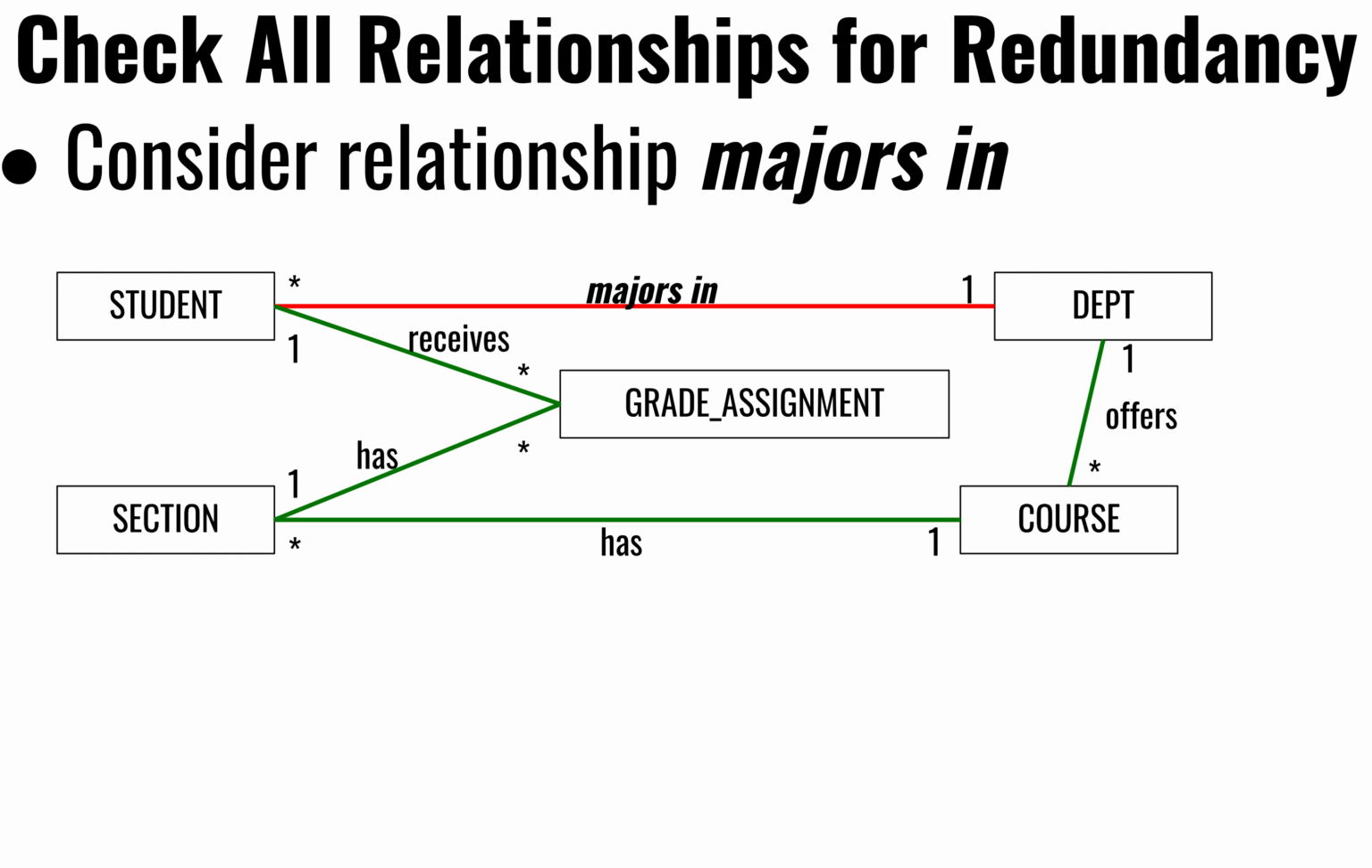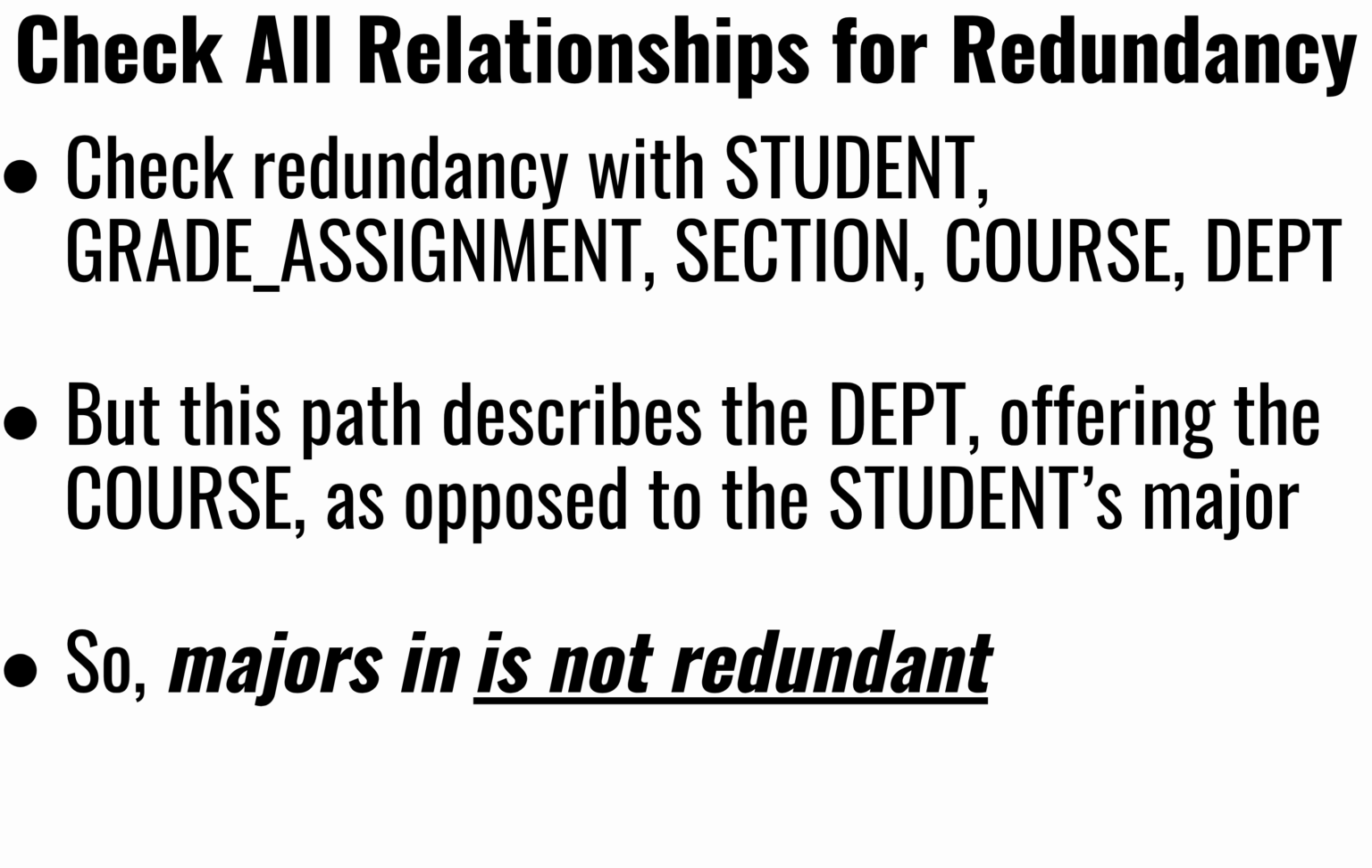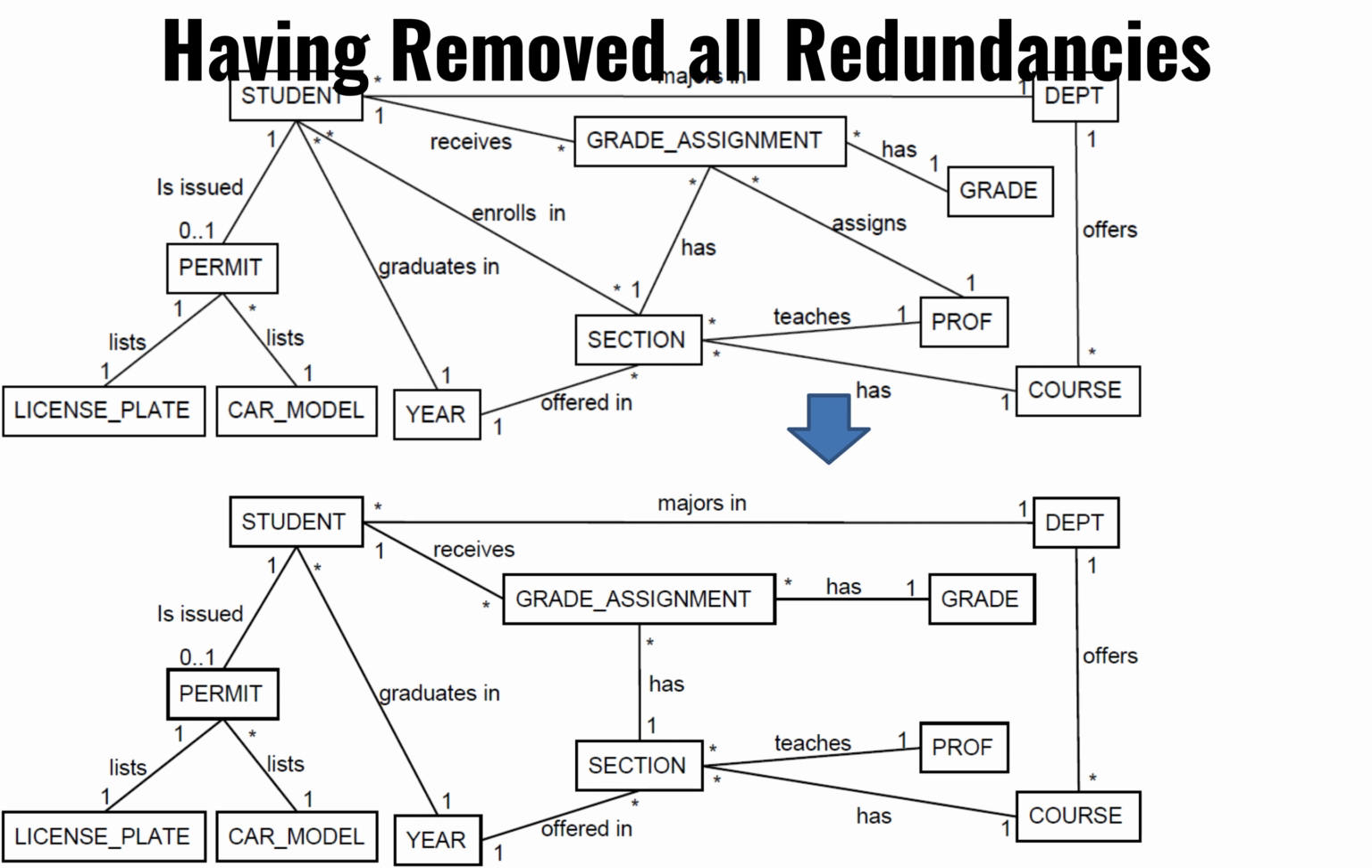You need to ask the question of the query, and then you can answer whether it's redundant or not. So anyway, always check all the relationships in redundancy, following all the paths. So here we remove some of these redundancies. We remove the assigns, so we don't have the assigns here anymore. The enrolls in was also redundant, right? The enrolls we remove because we can follow along with the grade assignments.